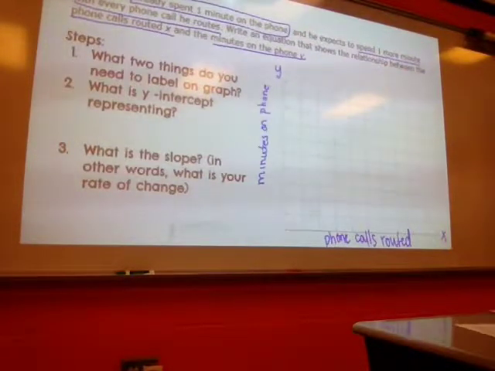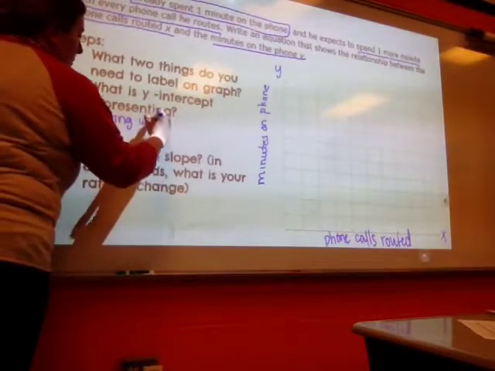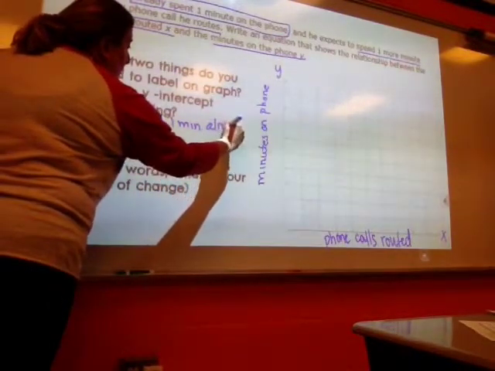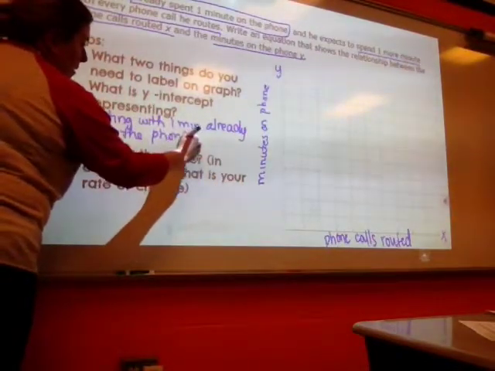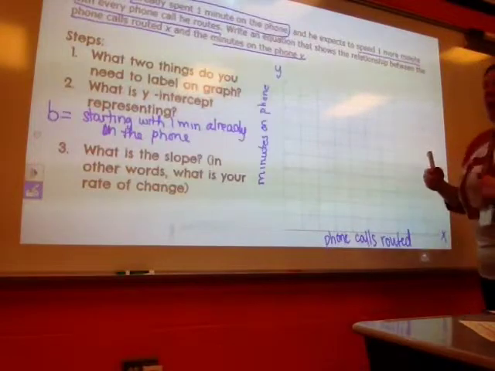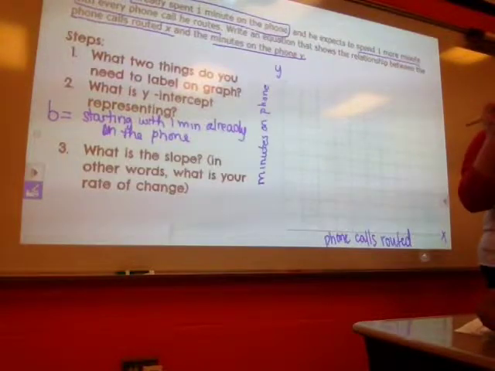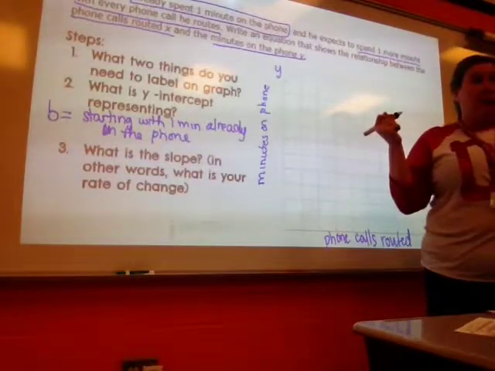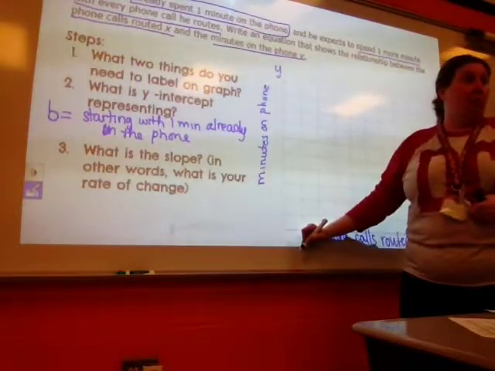Starting out with 1 minute on the phone. Okay, so I'm starting with one minute already on the phone. That's what that means. My y-intercept means I'm starting with 1 minute already on the phone. So I've already taken one phone call. By the time, let's say my boss starts counting, I've already taken one phone call. So that's the one I start with already. Which means that I'm going to do what on my y-intercept? Start at 1.